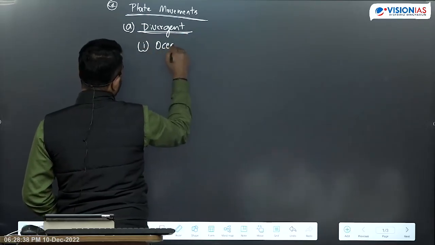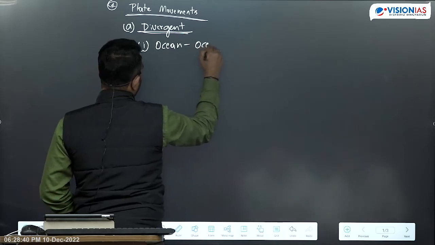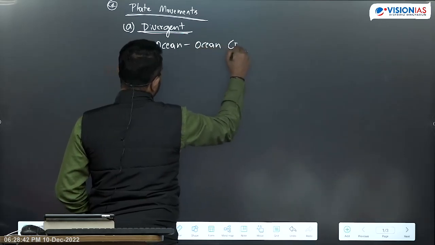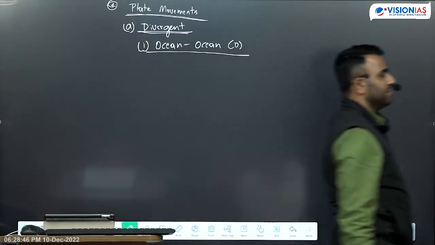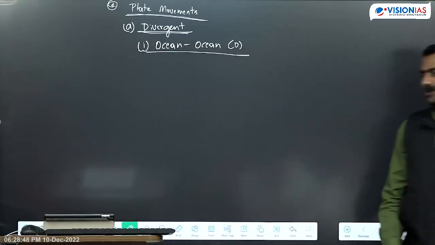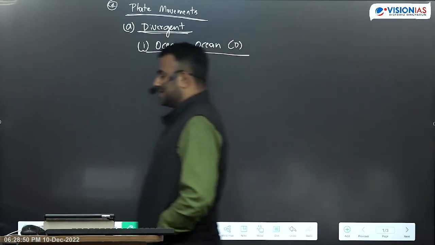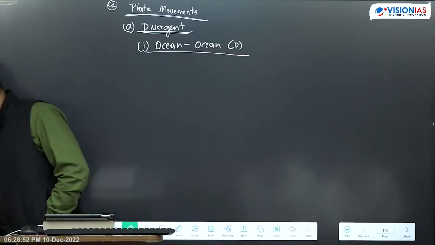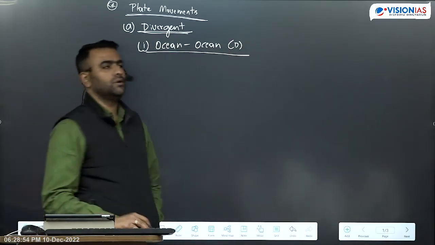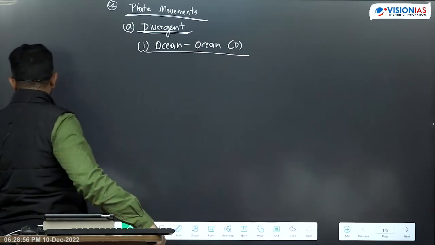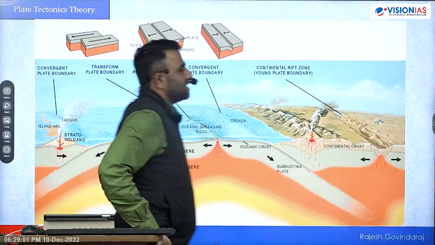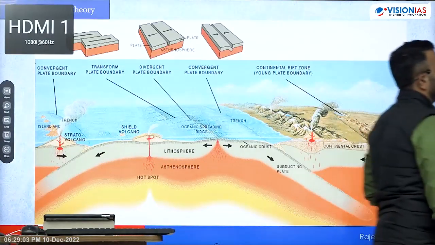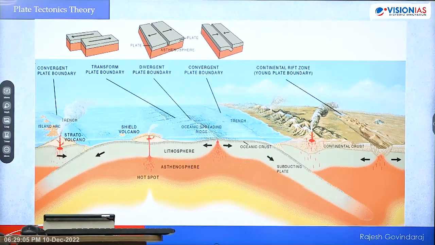First one, ocean divergence. What do you mean by ocean divergence? It's a divergent plate boundary at which on either side of the plate boundary we have oceanic plate. दोनों के साइड में oceanic plate ही है. So that is what is ocean divergent plate boundary.